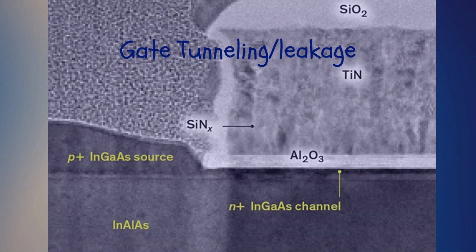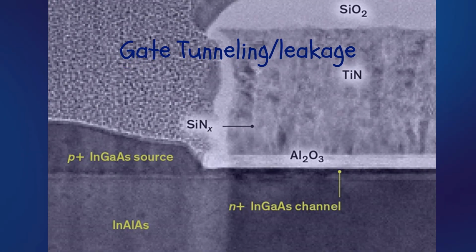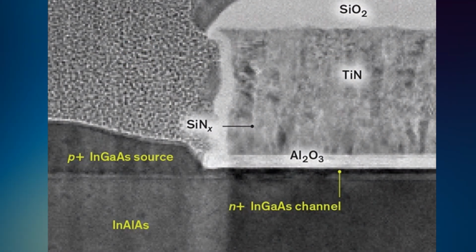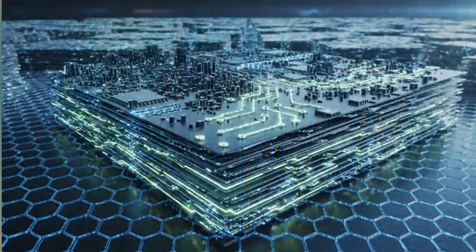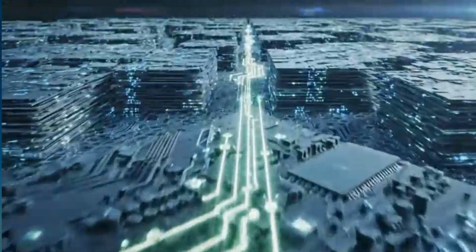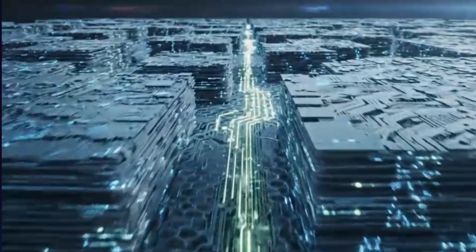Gate tunneling or leakage. When oxide thickness shrinks below a few nanometers, electrons can tunnel through the gate oxide, increasing leakage power. Let's talk about some of the modern transistor technologies that power today's advanced processors.